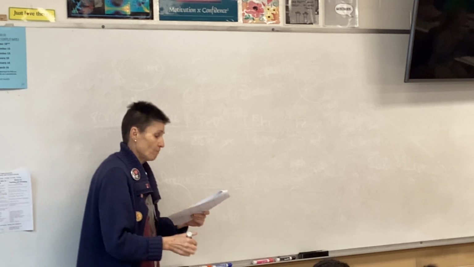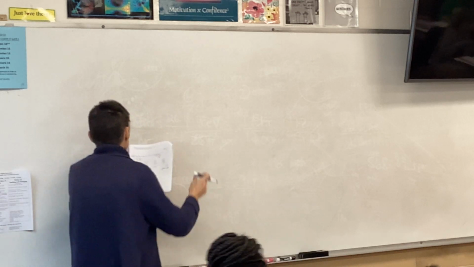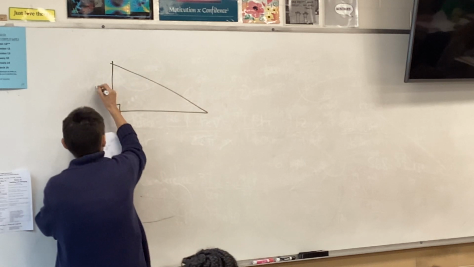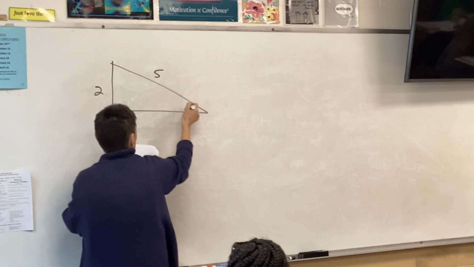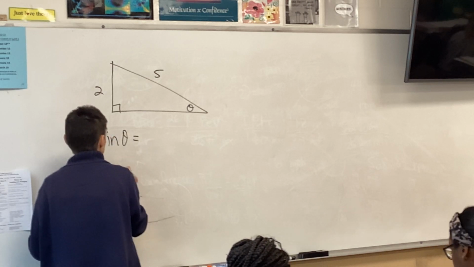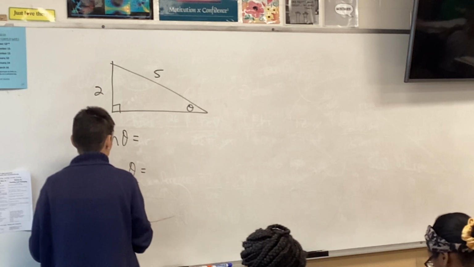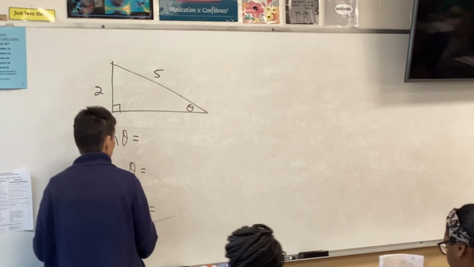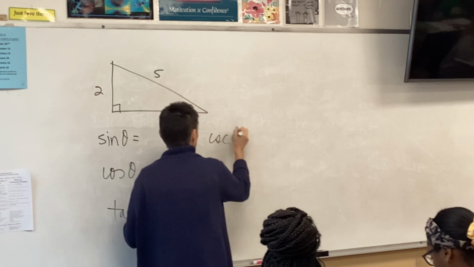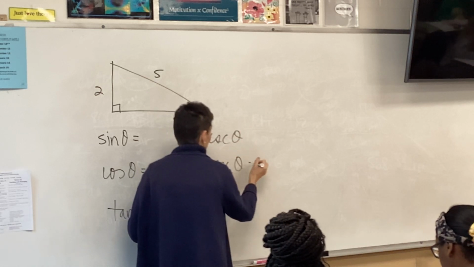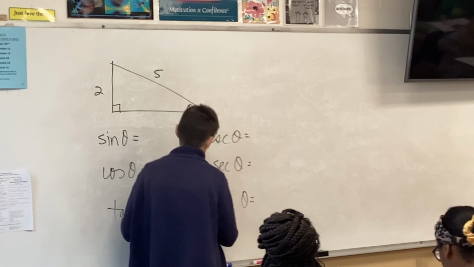So we're on 4.2. We're looking at problem number 1. Got a nice little right triangle here. And we're going to find the values of all 6 trig functions: sine, cosine, tangent, cosecant, secant, and cotangent.